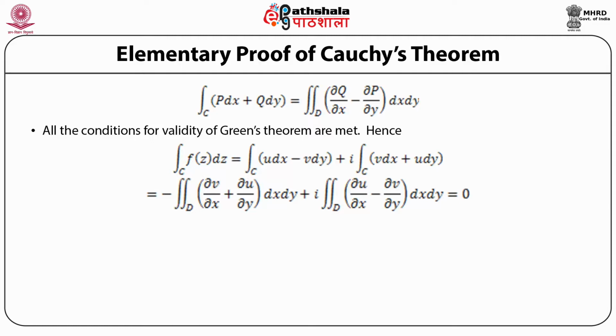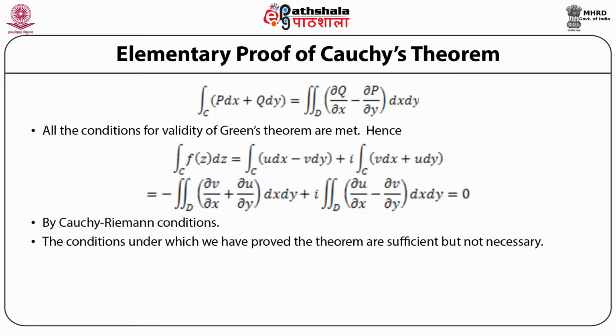the integral along C of f(z) dz equals the integral along C of (u dx − v dy) plus i times the integral along C of (v dx + u dy), which equals minus the double integral along D of (∂v/∂x + ∂u/∂y) dx dy plus i times the double integral along D of (∂u/∂x − ∂v/∂y) dx dy, equals 0. So by the Cauchy-Riemann conditions, the conditions under which we have proved the theorem are sufficient but not necessary.